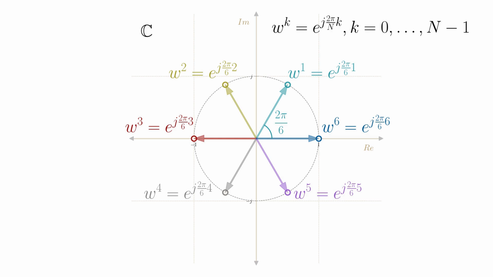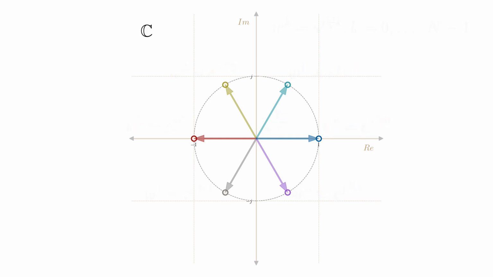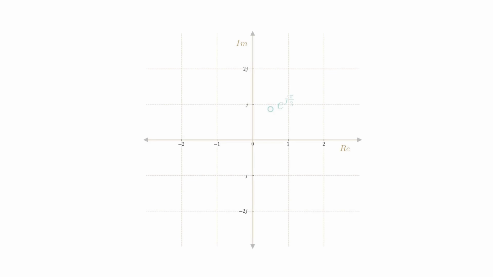Alright. Now where is w power 7? Hey, it's the same as w. And w power 8 is the same as w squared. What's up with this? So the important point to note here is that no matter how many full circles I draw from a point, I reach the same point. This means that two vectors are the same if they are an integer multiple of 2 pi radians apart. So a single complex number has multiple representations using complex exponentials.